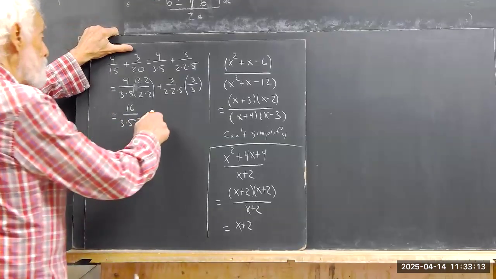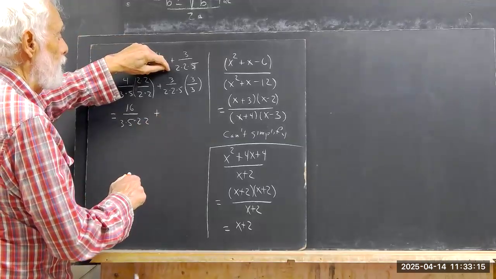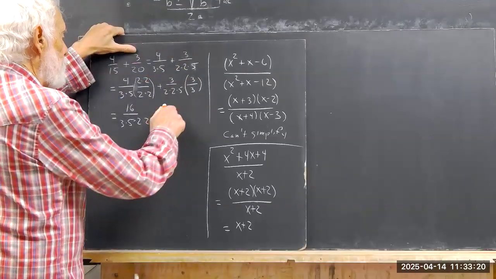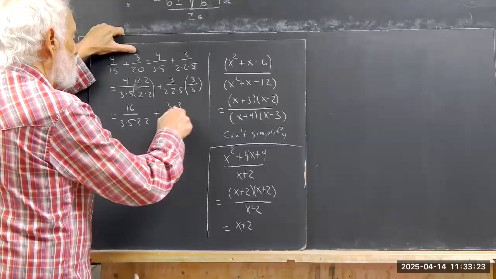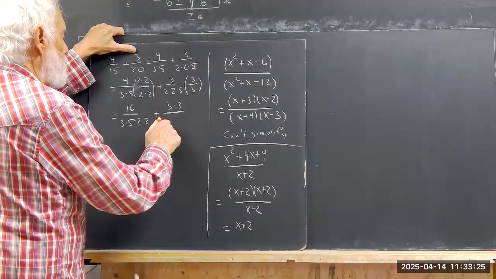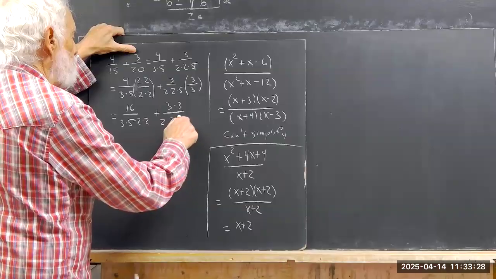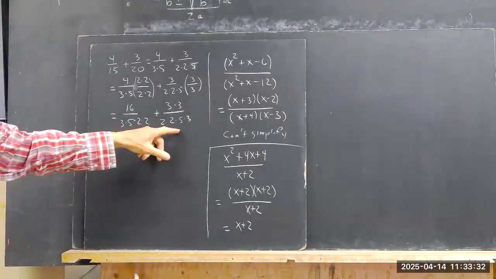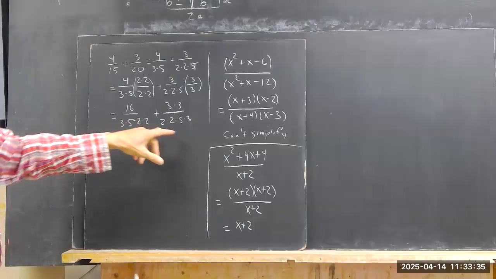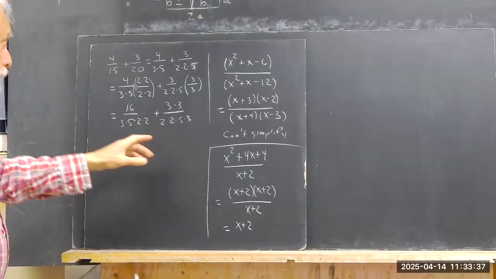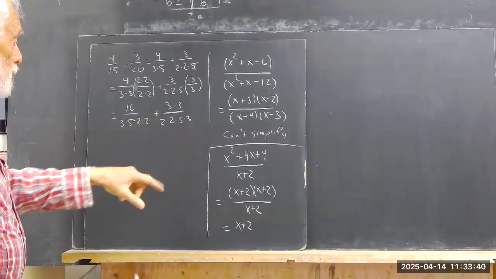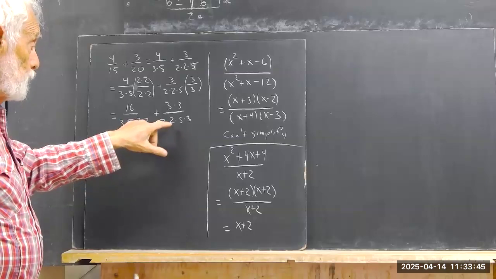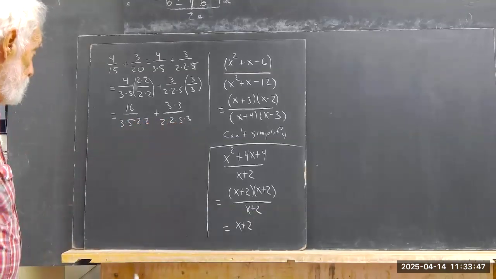Okay? And the second fraction, 3 over 2 times 2 times 5, multiplied by 3 over 3: multiply the numerators, 3 times 3. Multiply the denominators, 2 times 2 times 5 times 3. Now, the denominators are the same. They're not written in quite the same order, but they have all the same factors. If you multiply the two denominators out, 3 times 5 times 2 times 2, you get the same thing as if you multiply 2 times 2 times 5 times 3.